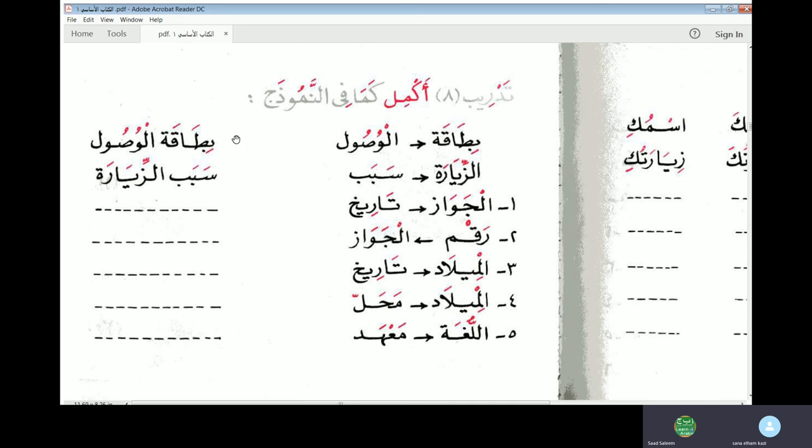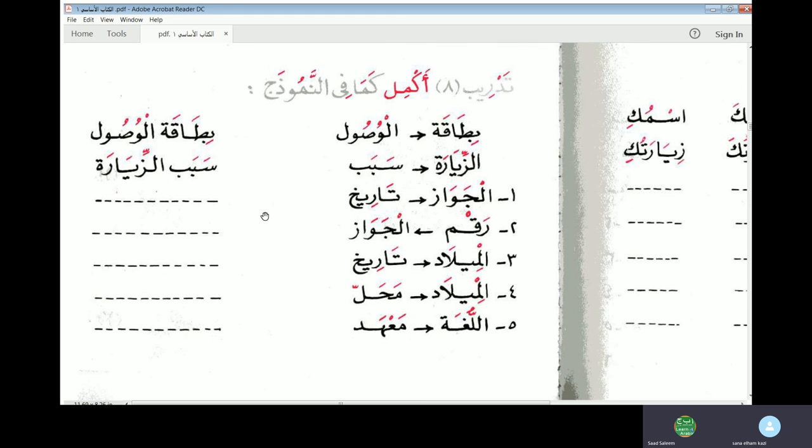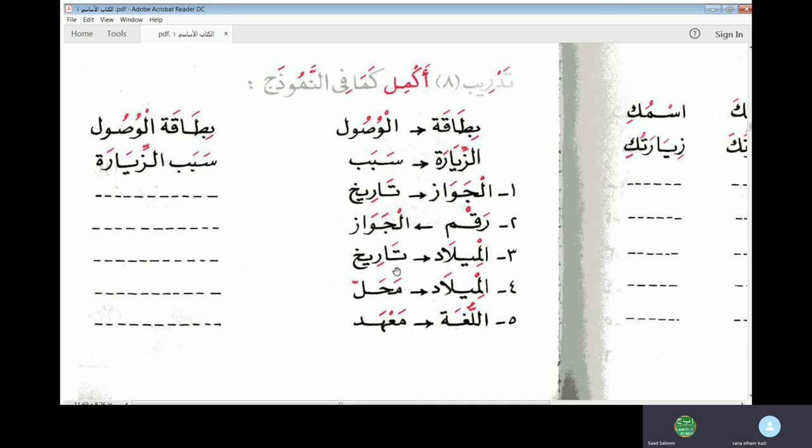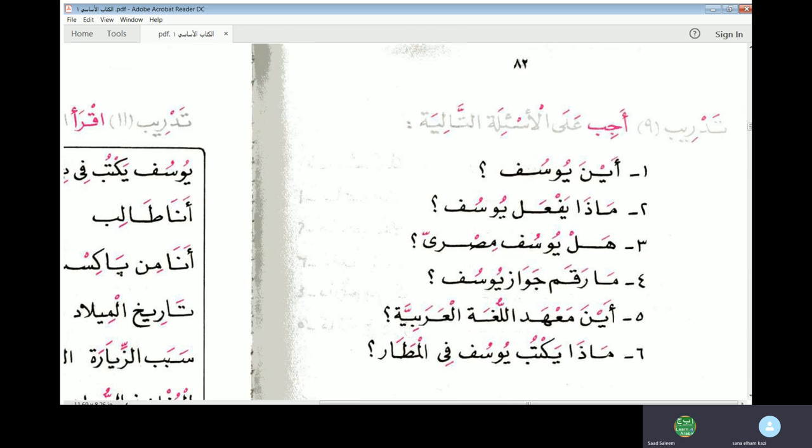Ziyara, visit, sabab, purpose. Sabab ziyara, purpose of the visit. Tarikhul Jawaz, passport date. Rakhamul Jawaz, passport number. Tarikhul Milad, birth date. Mahalul Milad, birthplace. Mahadul Lugha, Language Institute. Yes, Language Institute.